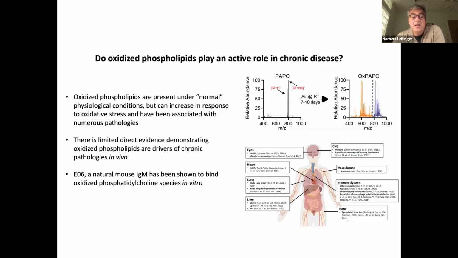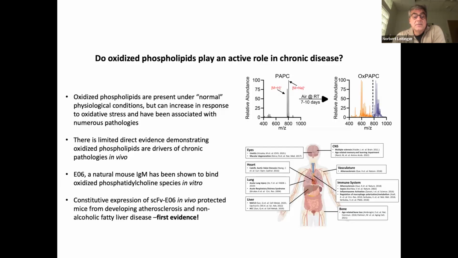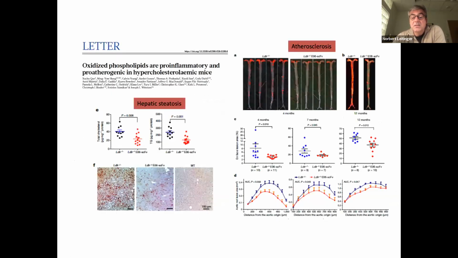The reason we're able now to study this in vivo is completely based on the initial finding by Joe Witztum that this natural IgM antibody EO6 binds to oxidized phosphatidylcholines. It requires the phosphatidylcholine group and an oxidized moiety on the phospholipid, and both of these things are required for recognition by this antibody. And so a few years ago, Joe's group produced mice that express a fragment of this antibody, scFv-EO6, constitutively, and he was able to show that these mice, bred on an LDL receptor knockout background, were actually protected against atherosclerosis and hepatic steatosis and a NASH phenotype later on, in a separate paper.